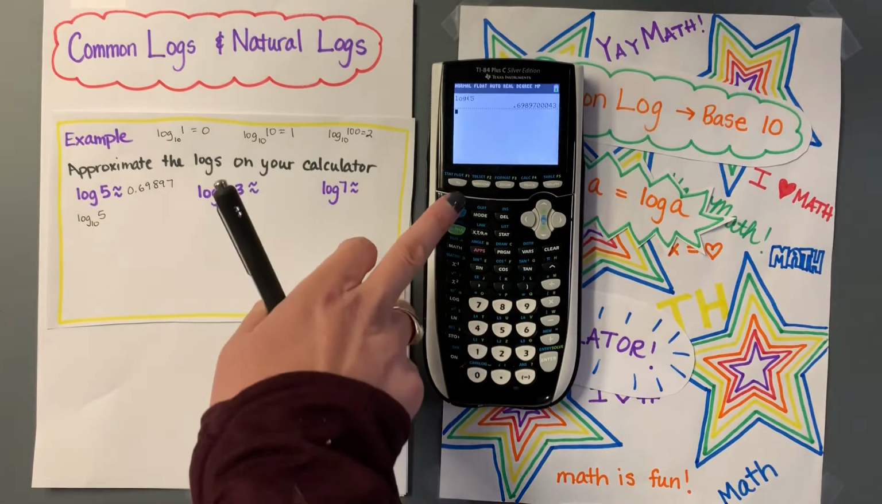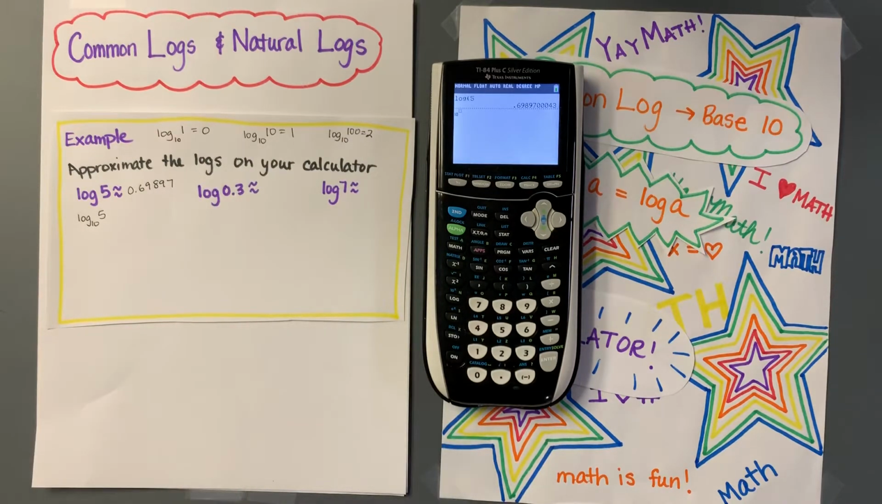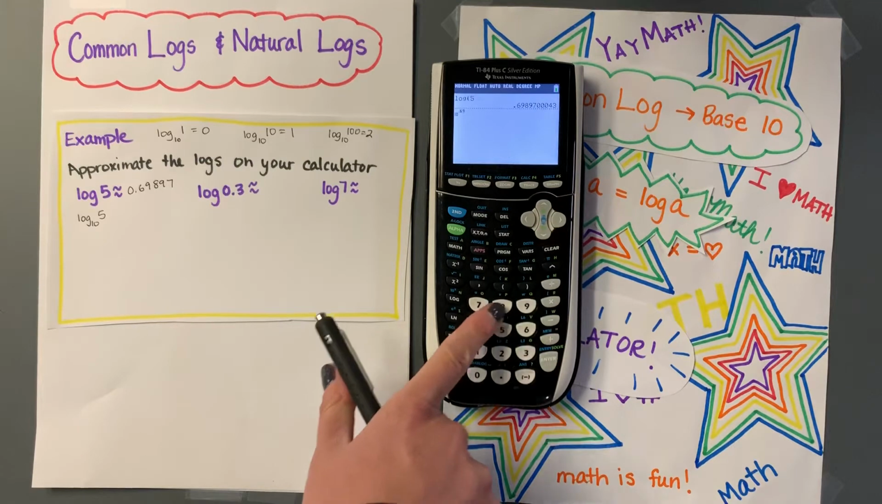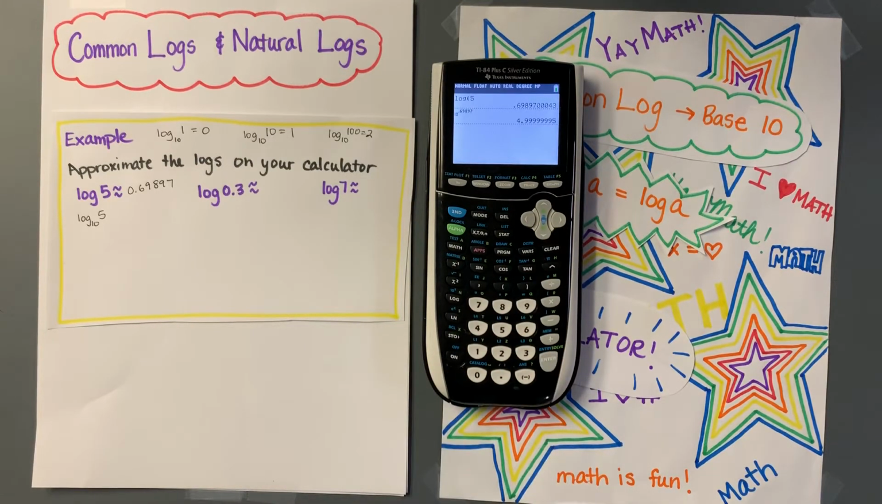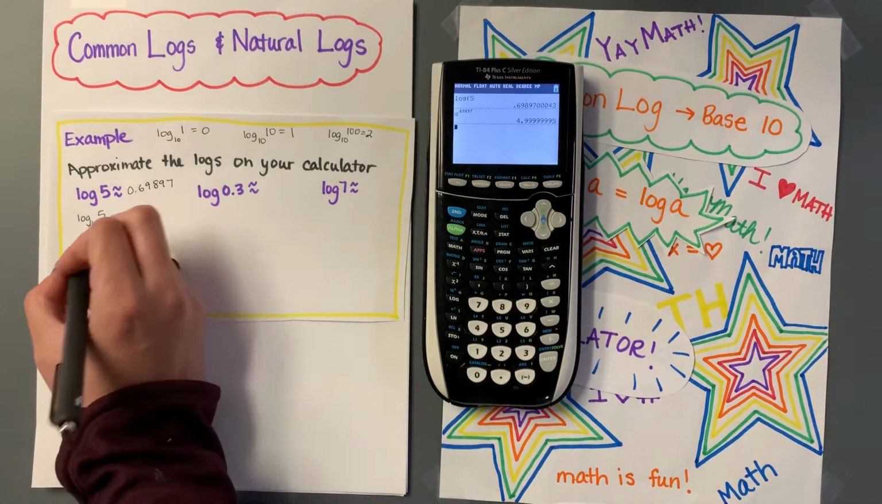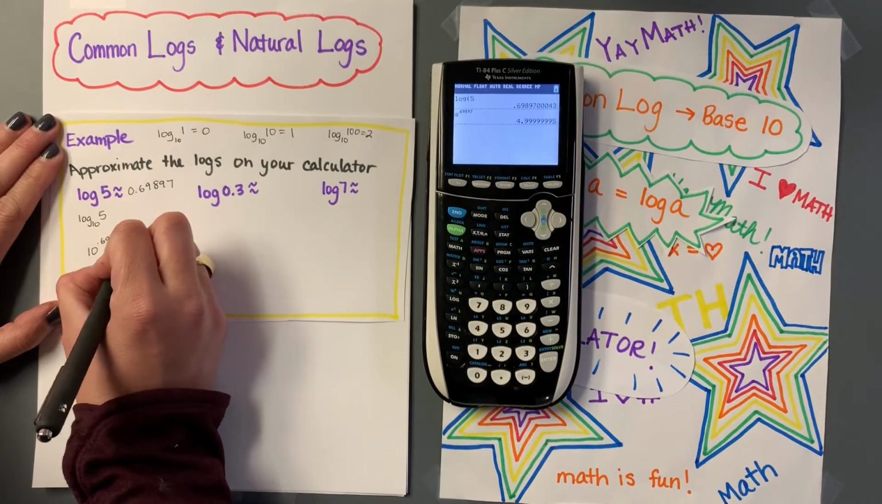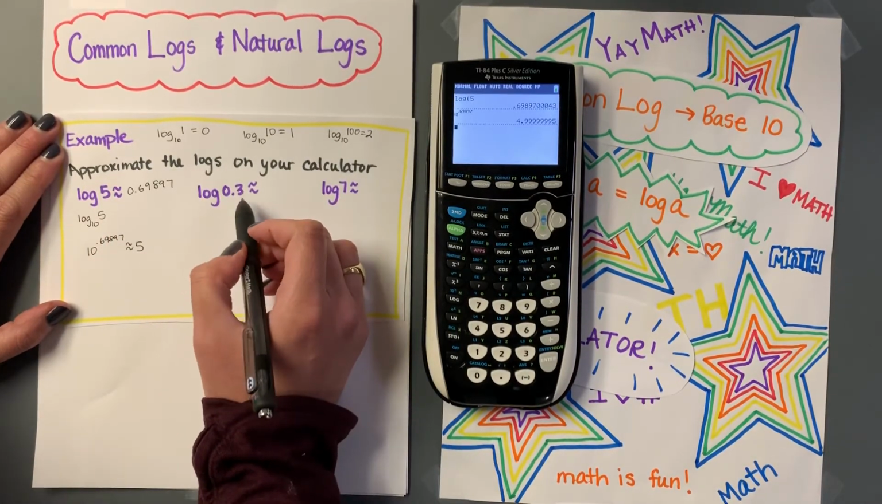But I am going to hit second log to get 10 raised to an exponent. It's just a shorthand. You could also type 10 raised to an exponent, 0.69897, and I should get just about 5. So 10 raised to the 0.69897 is about 5.